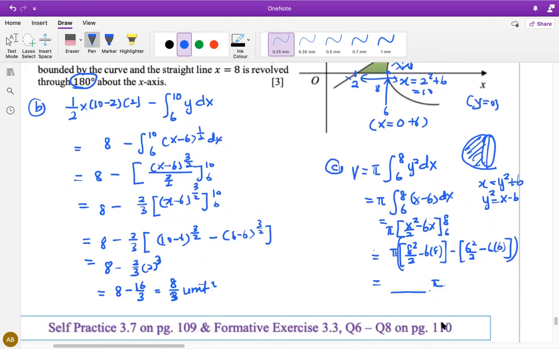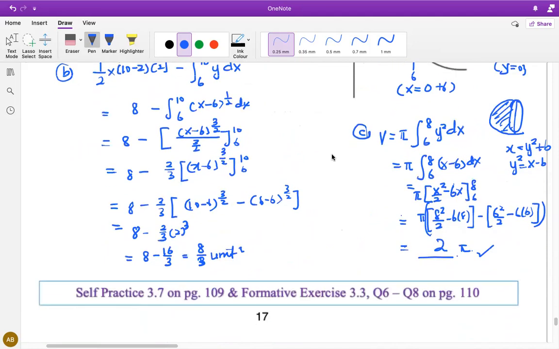So what's the answer for C? Okay, so the answer is 2 pi, right? So 2 pi. Okay, so this one should be correct. Okay, so correct.